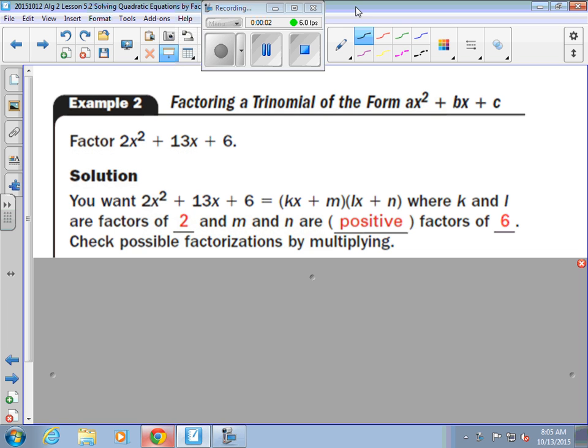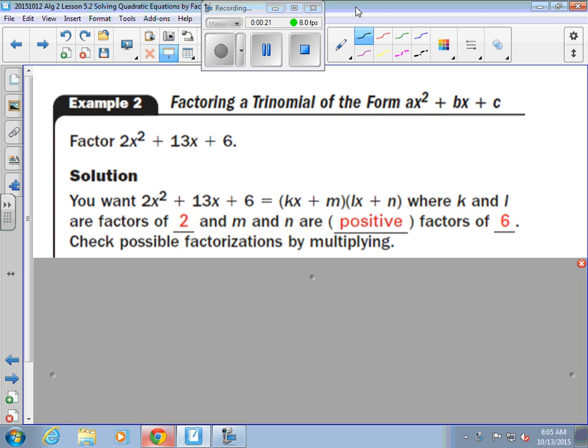All right, this is Algebra 2. We are in lesson 5.2. Picking up, this is part 2. We are factoring trinomials that have a value other than 1 for a. So ax squared plus bx plus c. So right here, we're factoring 2x squared plus 13x plus 6.